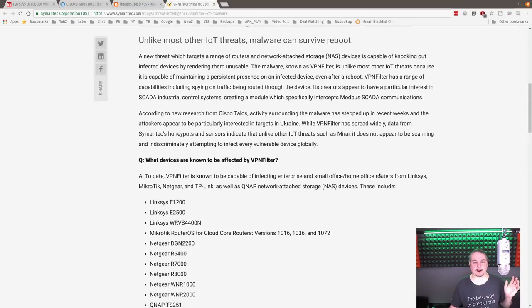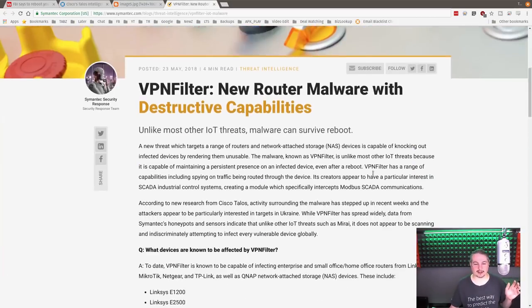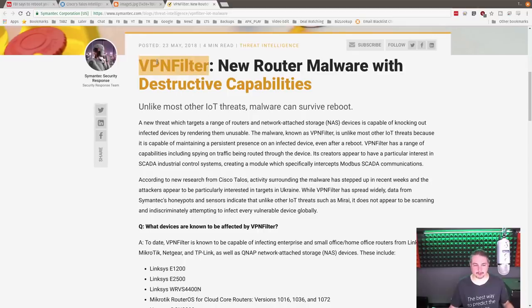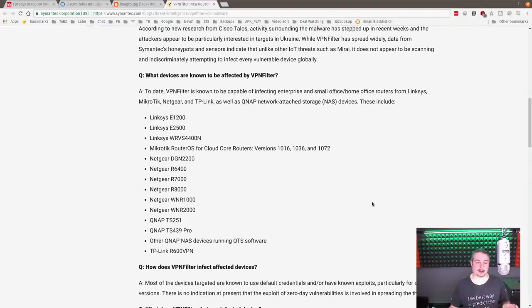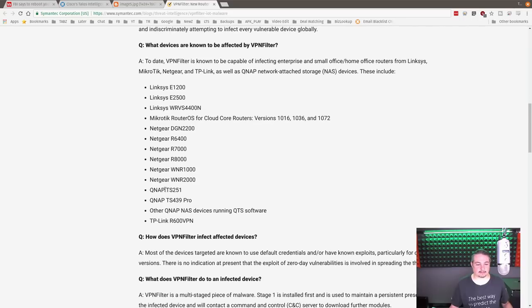So let's talk a little bit about what VPNFilter is, other than a weird name for a botnet. At least I think it's weird. I don't know. It's a router malware with destructive capabilities. Let's talk about what's affected by this. Linksys E2100, E2500, and a lot of other ones, Netgears, and it's pretty interesting that the QNAPs are affected as well, a few other QNAP devices, TP-Links, and what other ones? Oh, some of the Mikrotik ones.